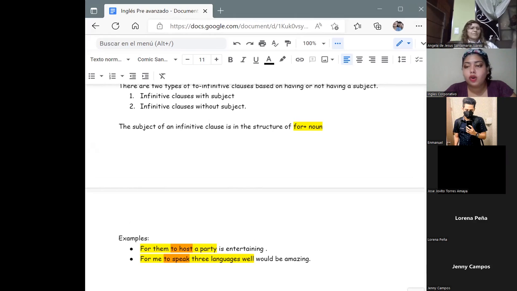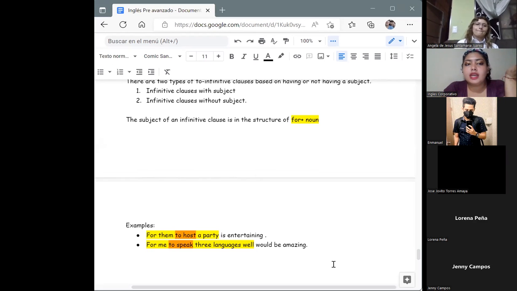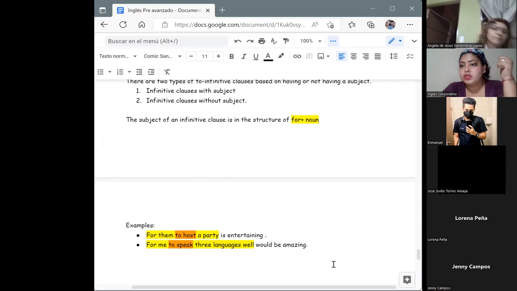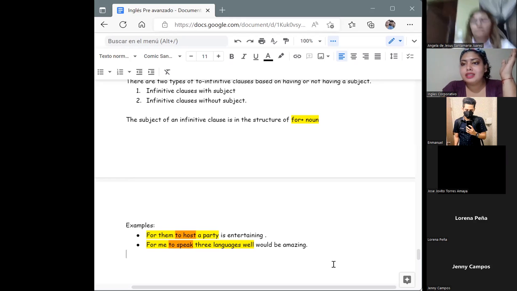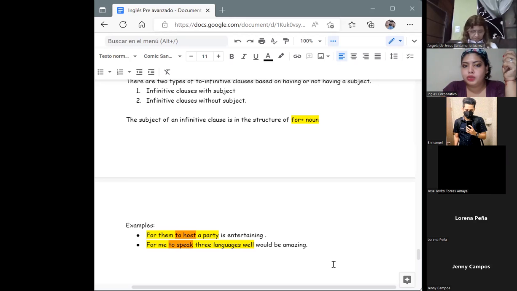We are not going to see all the information, because we have the infinitive clause with subject, and we are not going to see the infinitive clause without subject. And in the other two types of clauses, with infinitive with to, we are not going to talk about that, because we know that in this case we are using the verb with the to.